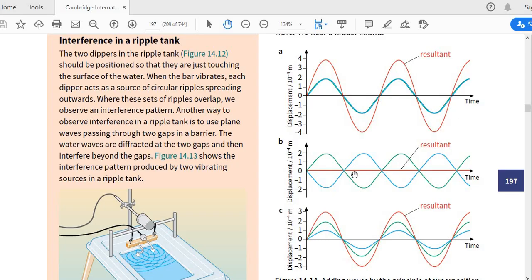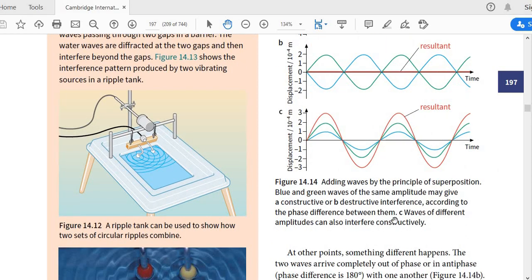But if it's half a wavelength, like 3.5, 2.5, so if it's lagging by half a wavelength, then you will have destructive interference, because if it's half a wavelength away, then the crest and the trough meet, so you get destructive interference.